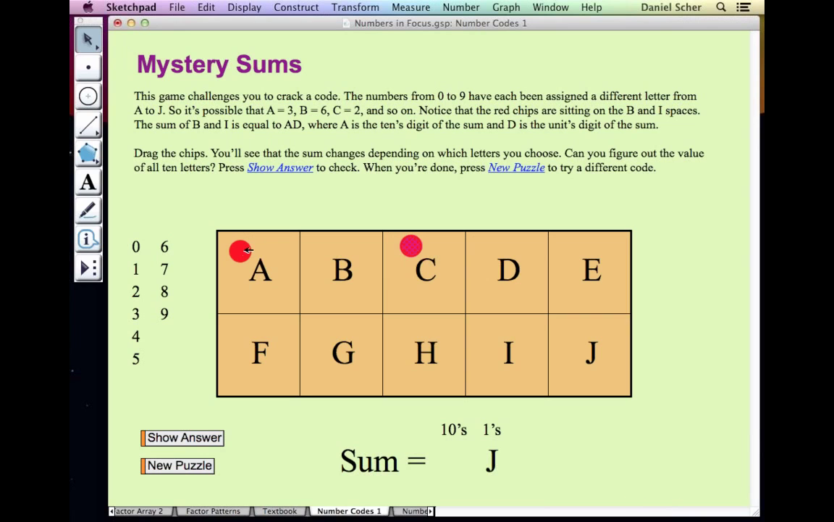If I drag this to say here, where I'm looking at A plus I, the sum written as a two-digit number is AE, where A is the tens digit and E is the ones digit. And our goal is to figure out what are the values of these 10 letters. So there are a number of observations we can make.